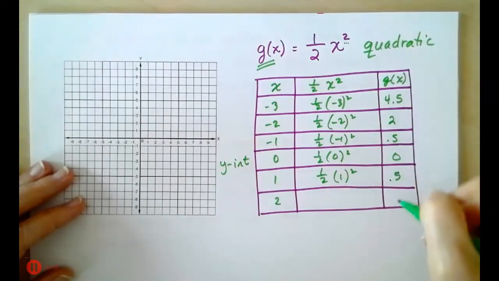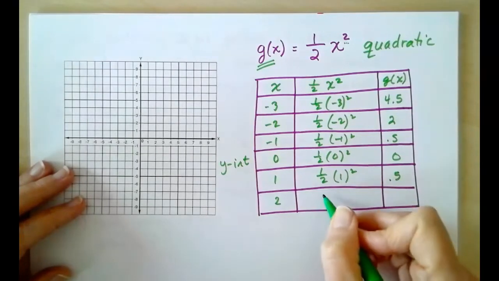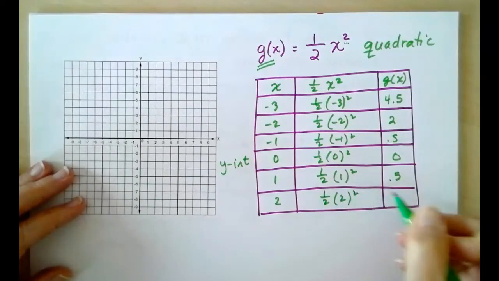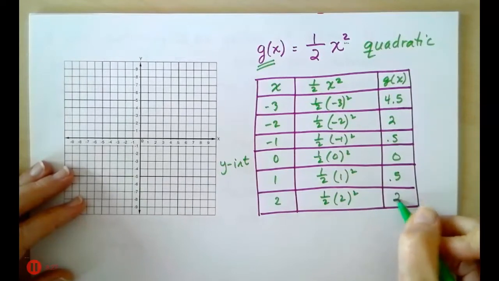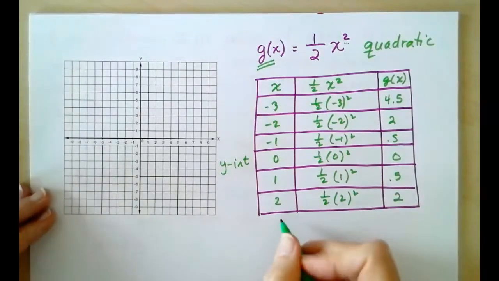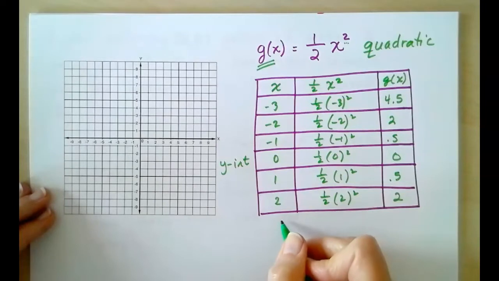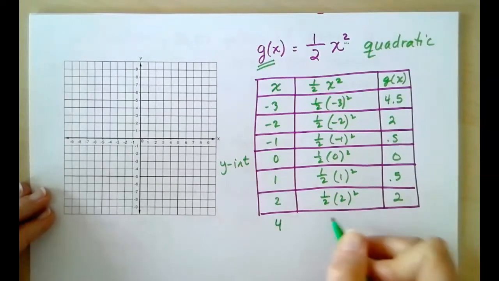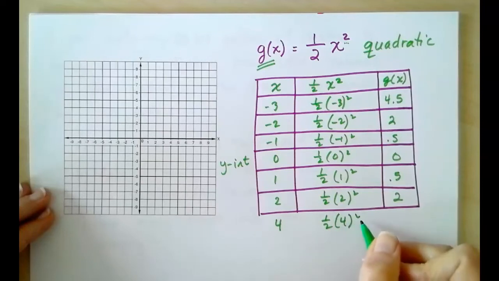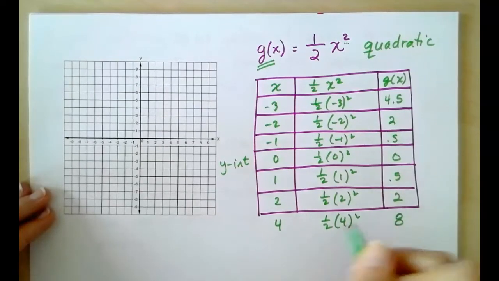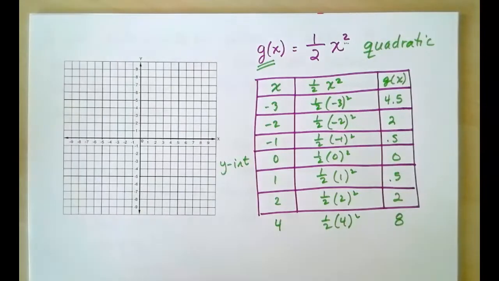So we see these y values starting to repeat again. So 1/2 of 2 squared. 2 squared is 4. Half of that is 2. And we'll put one more down here just so you can see what's happening. Let x be 4. What happens if x is 4? 4 squared is 16. Half of 16 is 8. That gives me just one more point in the table to consider.